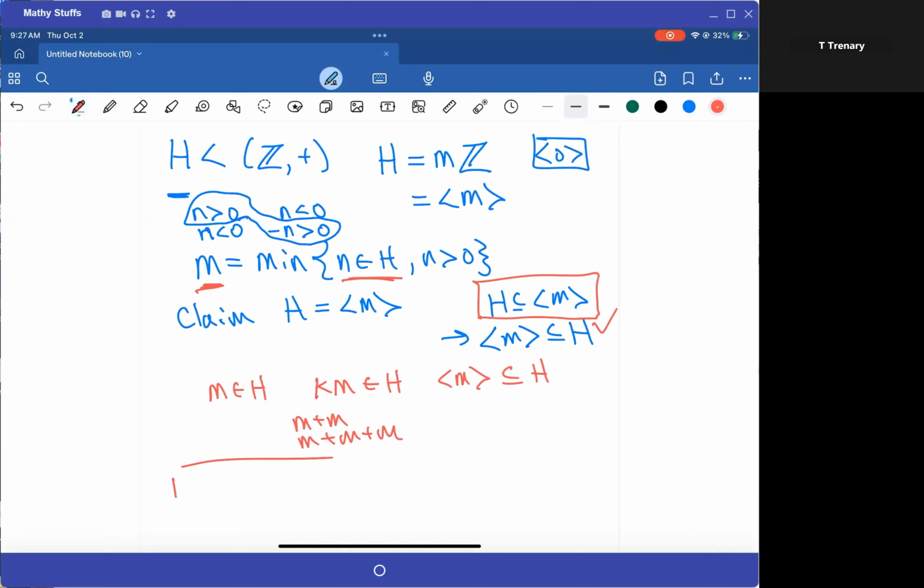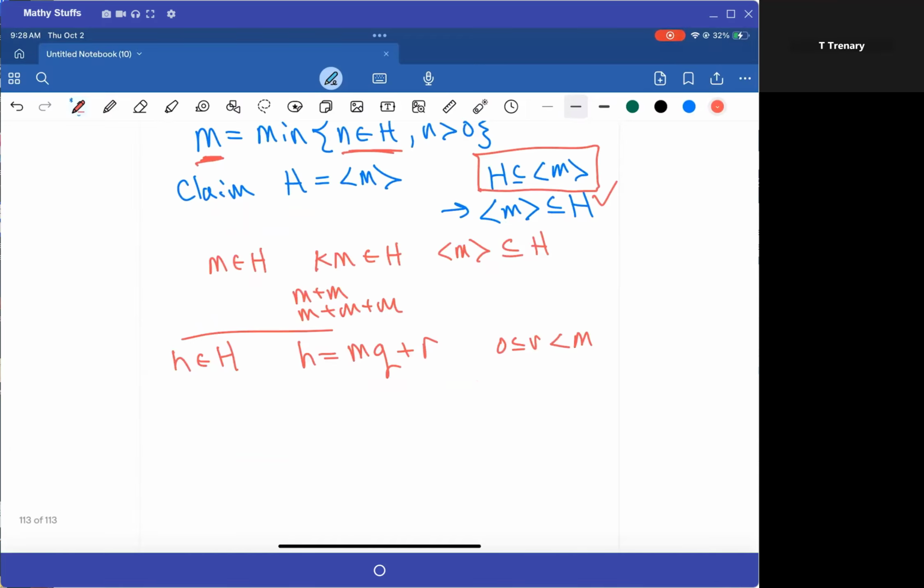So I'm going to take an element of H and I'm going to show that it has to be a multiple of M. And to do this, we use the division algorithm and divide h by m, like so.